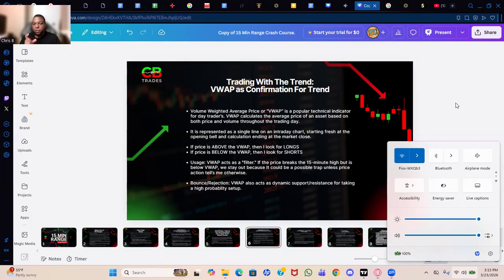Like I say, it's just a filter. It's not the end all be all for me. If I'm confident in a setup, then I'll take the trade. But most times I'll wait for confirmation with price action and volume.